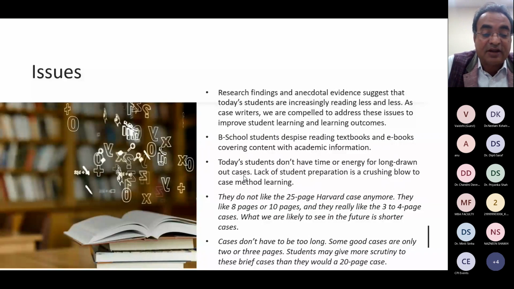Another professor also remarked that cases don't have to be so long. Some good cases are only 2 to 3 pages. Students may give more scrutiny to these brief cases, or they would pay more attention, or they may show more excitement for these cases instead of a typical 20-page case. Yeah, next slide.